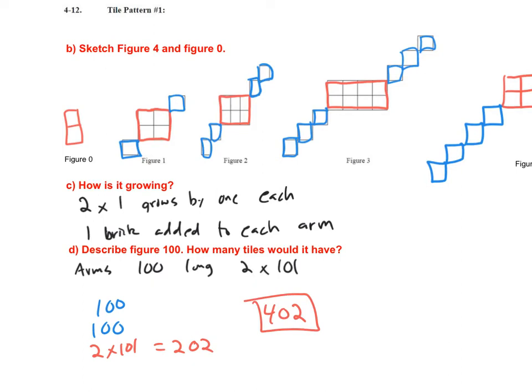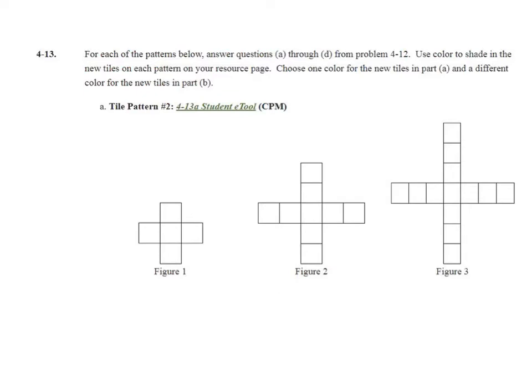Let's take a look at the next pattern here. So this pattern starts with problem 4-13. There's actually two patterns here, and we're going to do much the same thing, answering those questions of just drawing the figure 4 and the figure 0, and then describing how it's growing and talking about the 100th figure. So why don't you take a second to look at this, and then we'll go through it. Great chance here to pause the video.